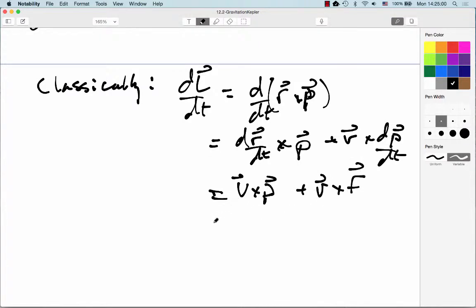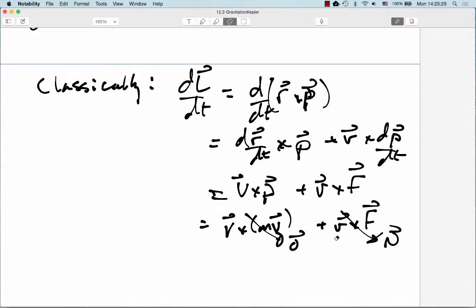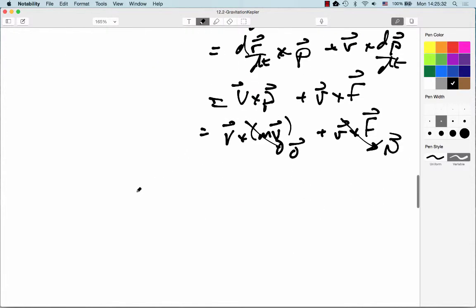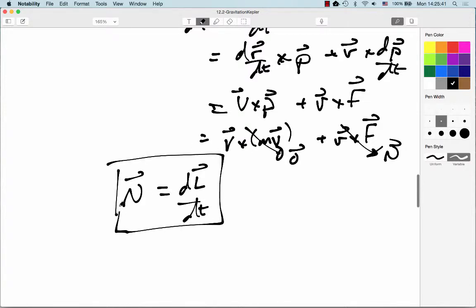Now this v cross p, this is where I'm going classical on you. I'm going to say this is equal to v crossed with mv. Now if I was relativistic, I just have to leave it as a p, or when I go in here, I'd have to put in a gamma. This will be plus r cross F. But notice here, this is m times v cross v. So that just gives me the null vector. And this is the torque. So I end up with that the torque, the net torque on something, is equal to dL/dt, the time rate of change of the angular momentum.